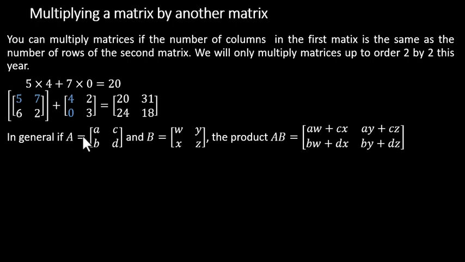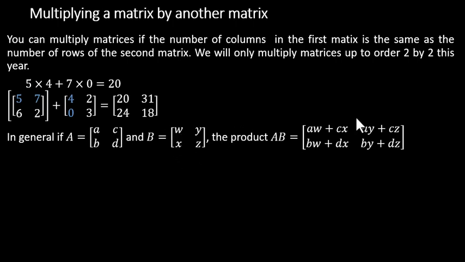So now here is our general formula. In general, if A is equal to a, b, c, and d, and B is equal to w, y, x, z, the product we're going to have is: a multiplied by w plus c multiplied by x as our first row, first column.